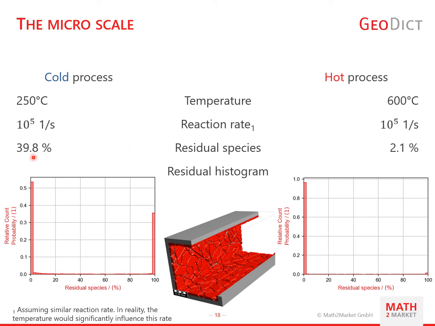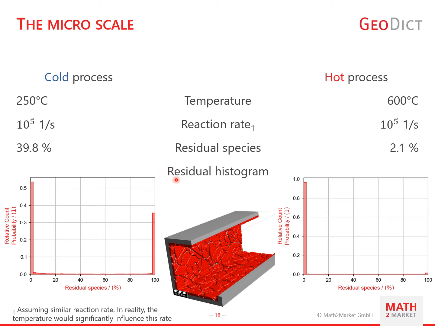In the cold process we have a residual species amount of about 40%, while in the hot process we only have 2.1% residual species. That means in the hot process much more of our molecules will react or enter the reaction zone at all, even if our reaction rate is as fast as in the cold process.